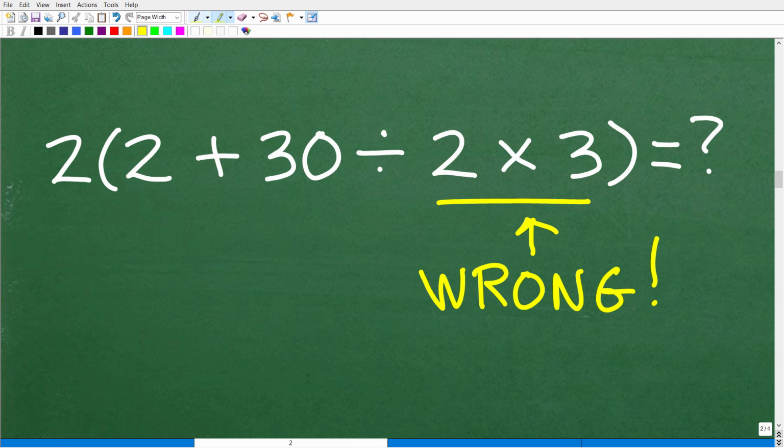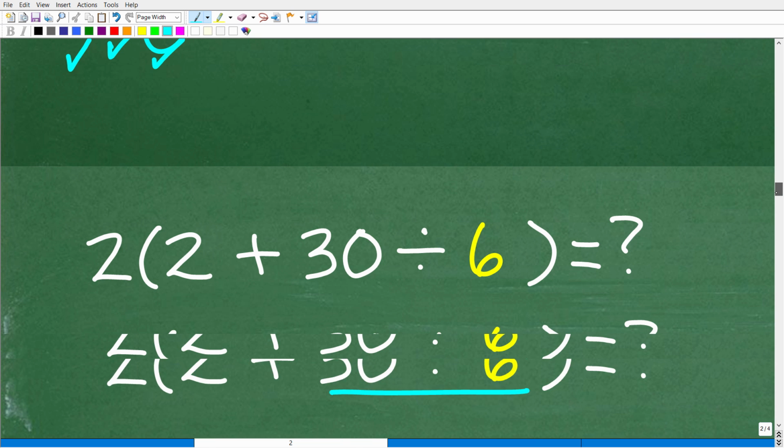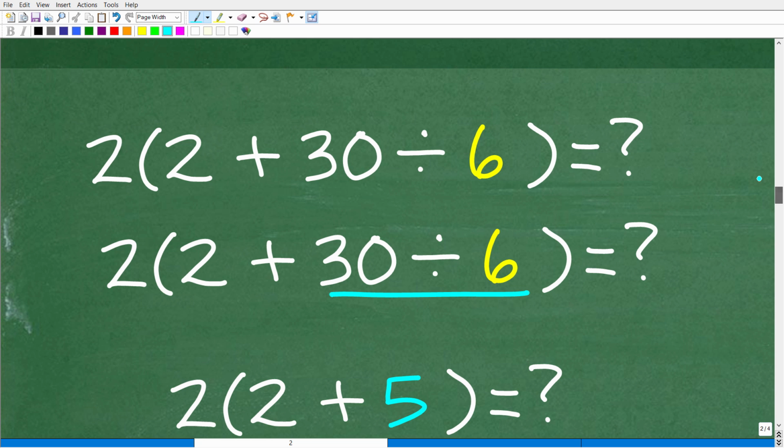So let's go ahead and take a look at PEMDAS. Let's say you think, oh, yes, I know I have to follow the order of operations here. P, I'm going to work inside parentheses. There's no powers. So M, I'm going to go ahead and do multiplication first. So here's multiplication. Let's do 2 times 3. Of course, 2 times 3 is 6. That leaves us with 2 times 2 plus 30 divided by 6.